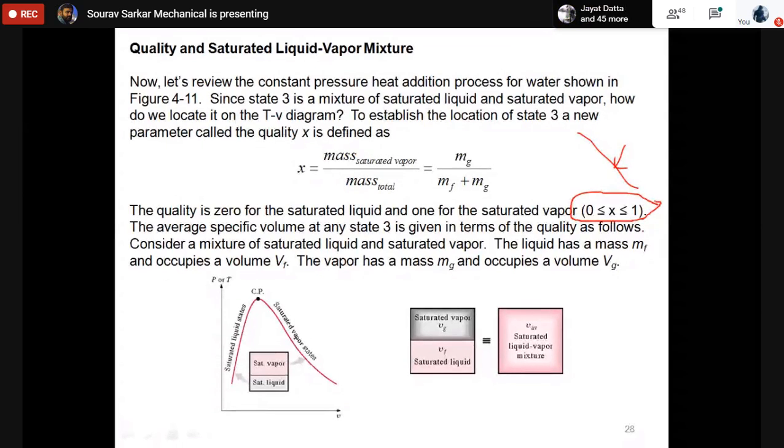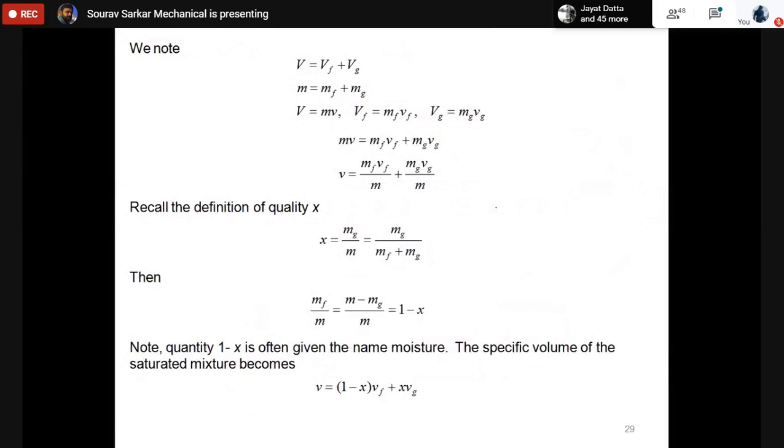Now let's see. If this is my total volume, this total volume can be written as Vf plus Vg. This V means some intermediate mixture. It relates to some mixture. I am using my mouse to write it. I am developing some extraordinary skills.